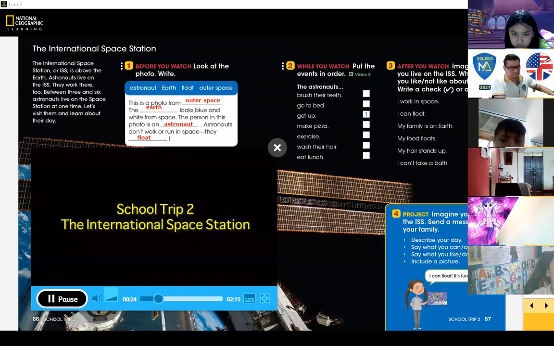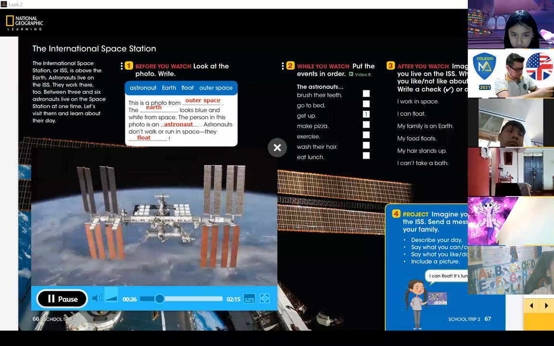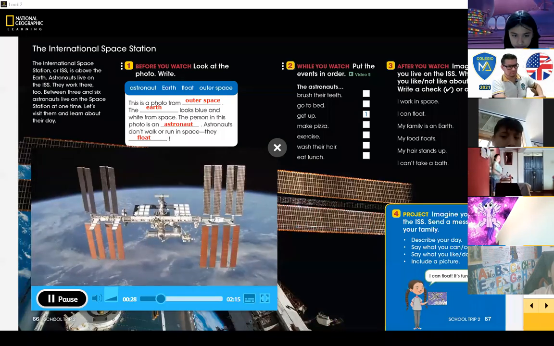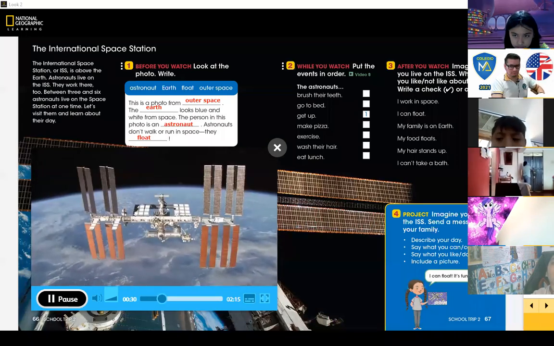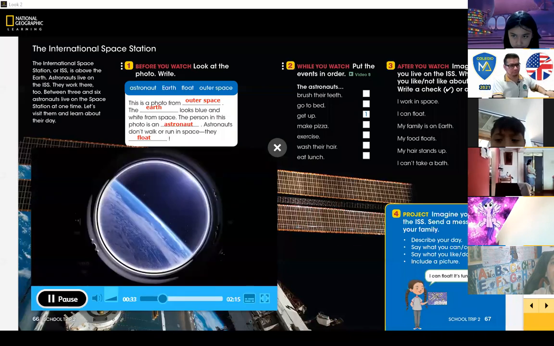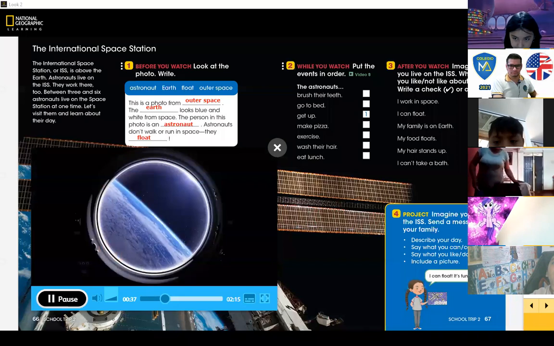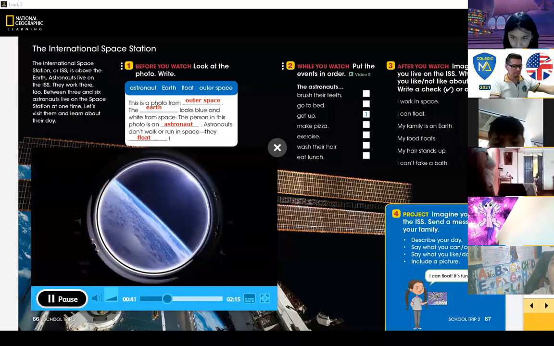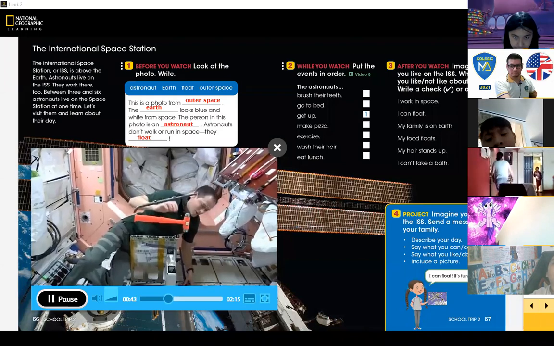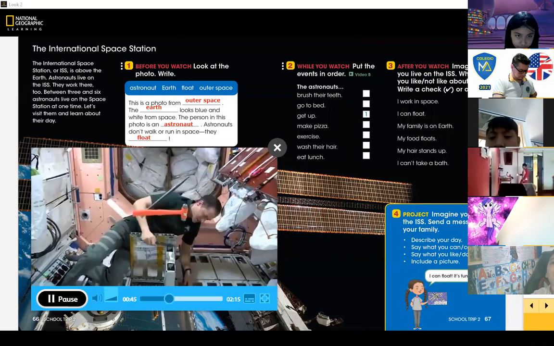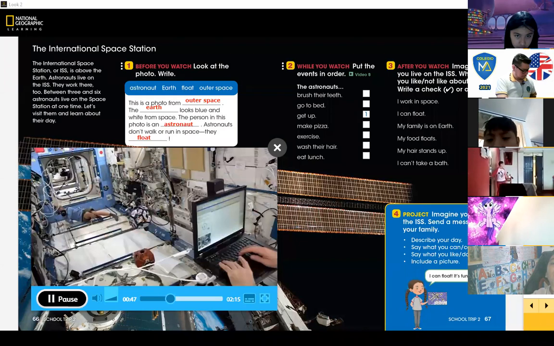Today, we're at the International Space Station. Wow! Look outside the window. This is the Earth. It's beautiful. Astronauts live and work in space. Now that's a cool job.